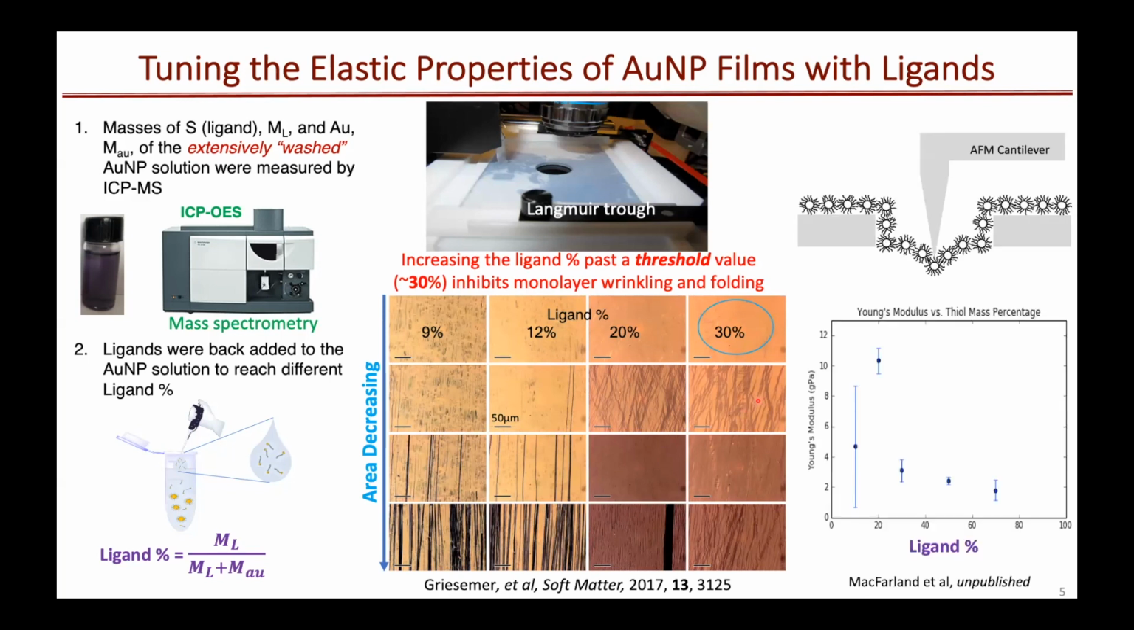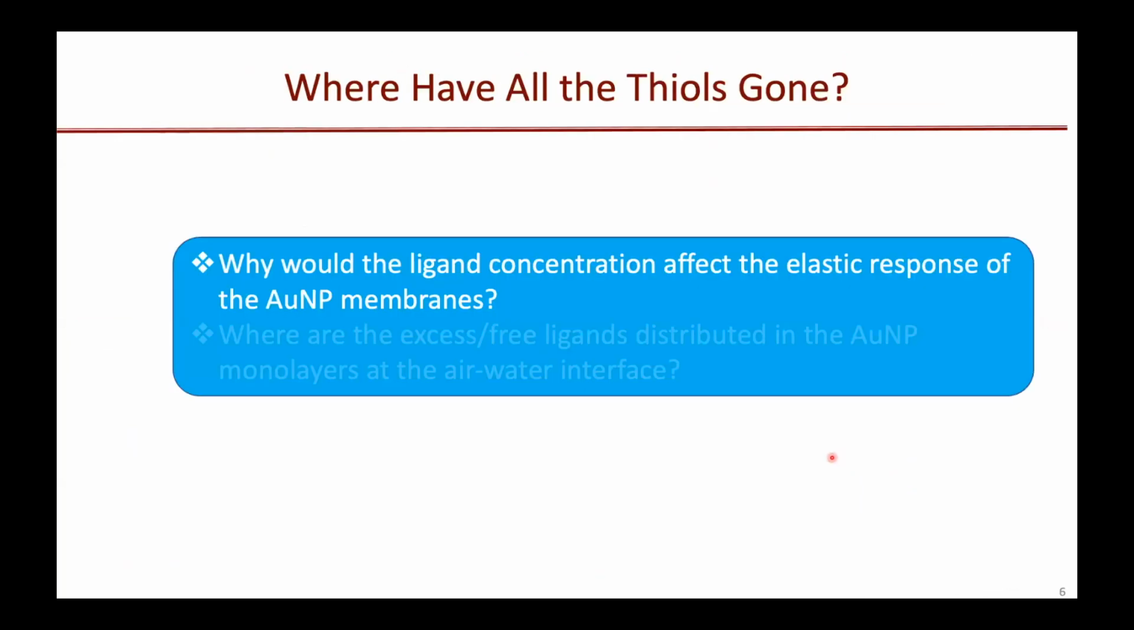We also measured the Young's modulus of those freestanding films as a function of the ligand mass fraction. We found that it peaked around 20%, which gives us the best wrinkle and fold properties, and then it dropped quite rapidly after 30%. We'll come back to this 30% later. So why would the ligand concentration affect the elastic response of the gold nanoparticle films? Or simply put, where have all the thiols gone?